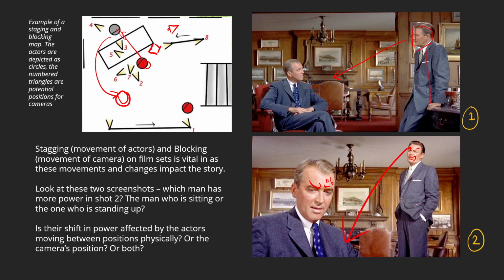And more symbolically, when you have someone standing behind another person, it's like the guy is going to get stabbed. It's dangerous when you have someone you don't trust at your back. So you see, in these two scenes, this guy already has power, but when they change this angle a bit, he has even more power.